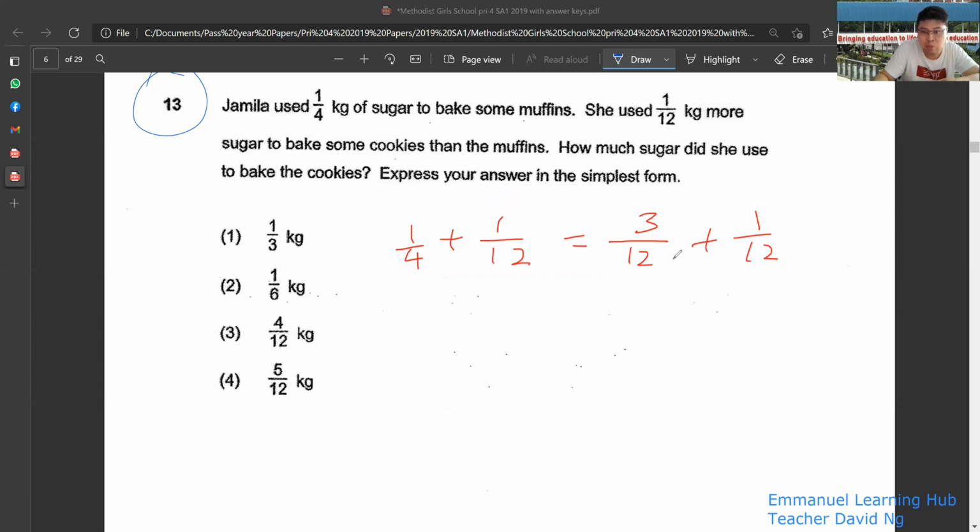So this one, what's the final answer? 3 over 12 plus 1 over 12 equals 4 over 12. Okay, 4 over 12, is it the lowest form? No, right? Change this to lowest form.